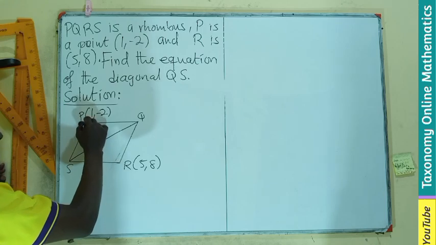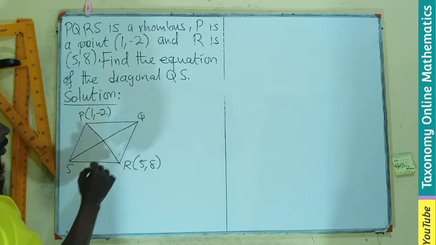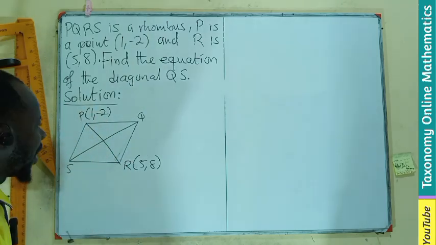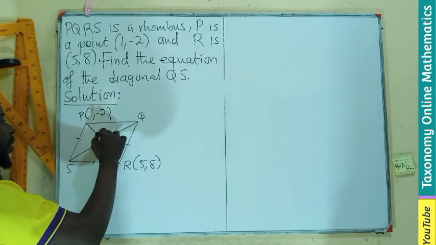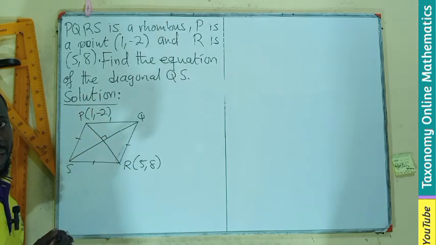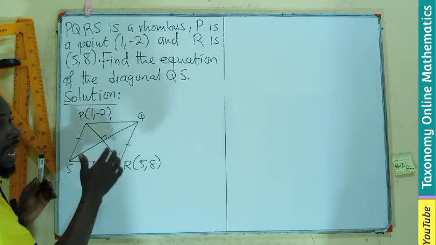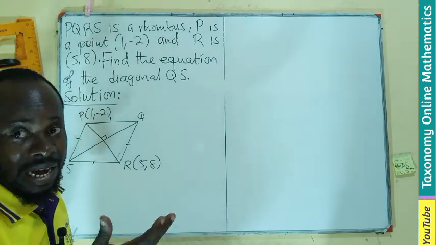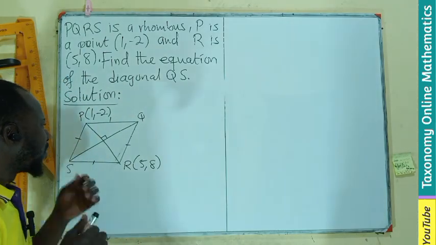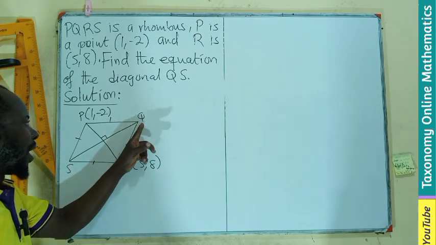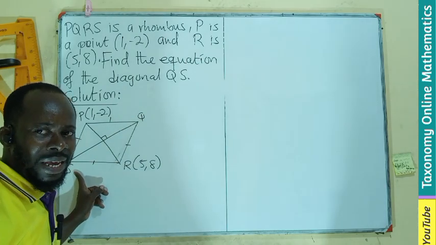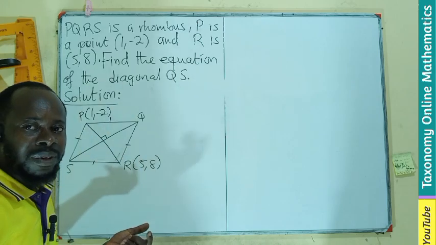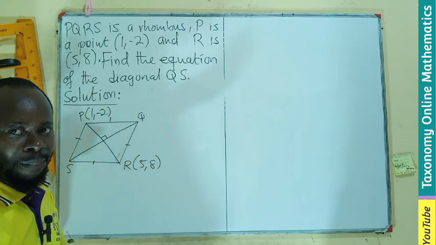So let's indicate this also. Remember that the diagonals of a rhombus are going to be perpendicular. That is, the diagonals intersect at a right angle. So that is the concept we have here. We are looking for the equation of the line QS. And how do you find the equation of a line? We need a gradient of the line and any point on that line.